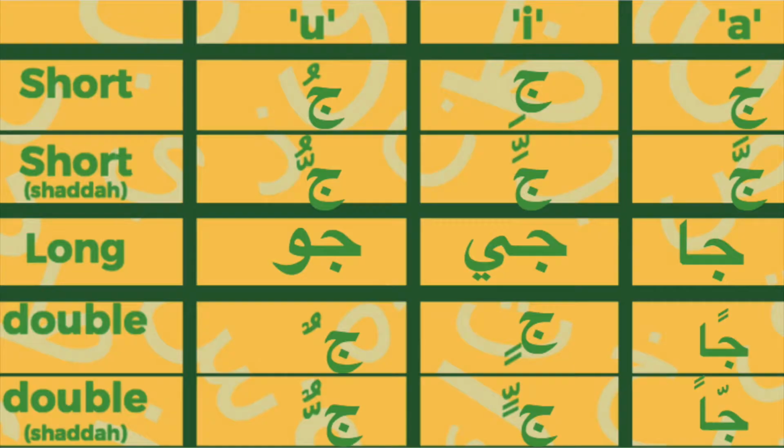But anyways, what I want to do now is take jeem and put it into our table so you can see it with all of its vowel possibilities. So if we run along them, obviously we always go from right to left, just the way that we read Arabic, and we'll go from the top to the bottom.